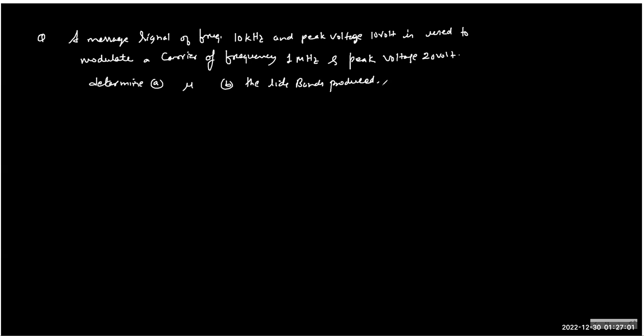If you read the question carefully, a message signal of frequency 10 kilohertz and peak voltage 10, which means the V max of the AM is given, right? It is used to modulate a carrier of frequency 1 megahertz, which is omega C, FC, and peak voltage 20, which is AC. It is not given for the modulated one, right? You took it wrong. You took 20 minus 10 upon 20 plus 10, right? That is only when the modulated wave peak is given. When the wave is already modulated, then we use that formula. So this is simple.